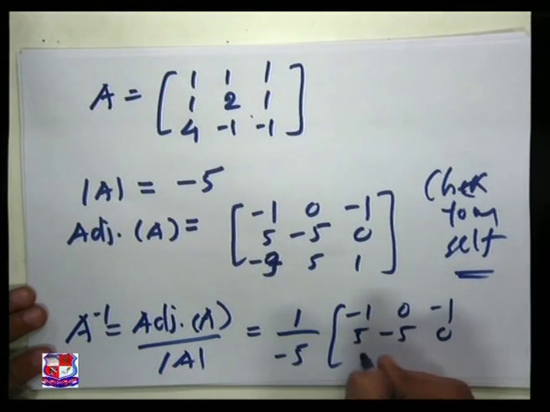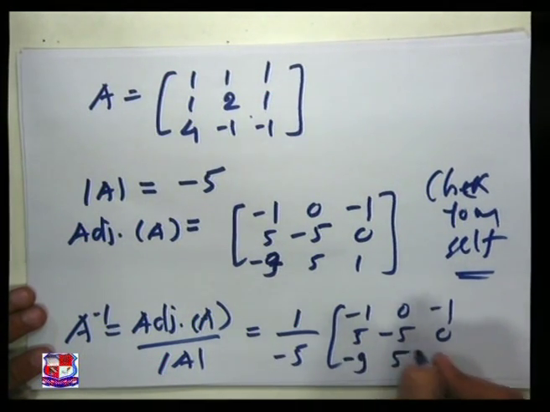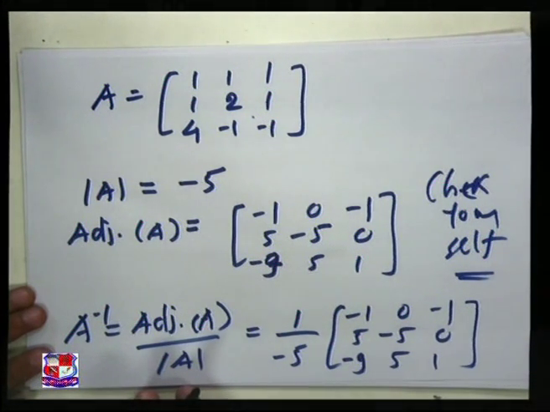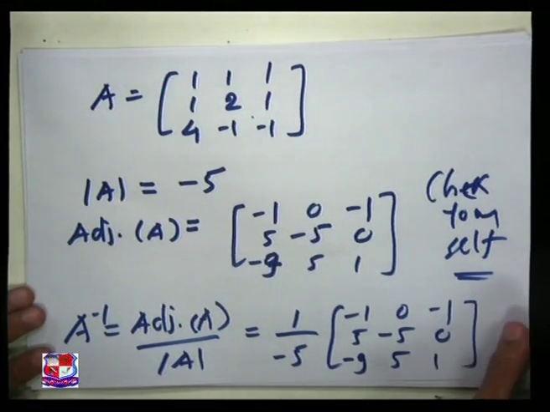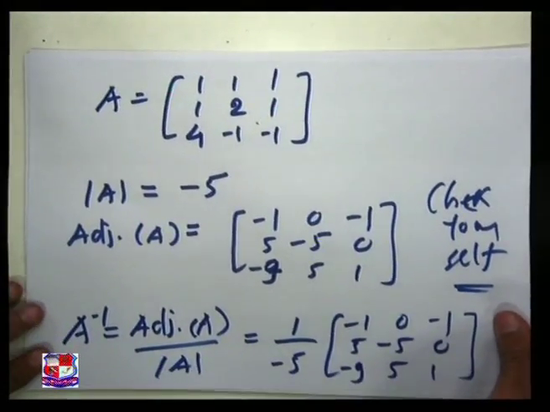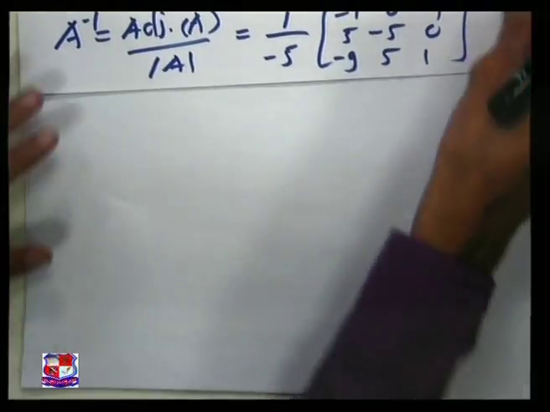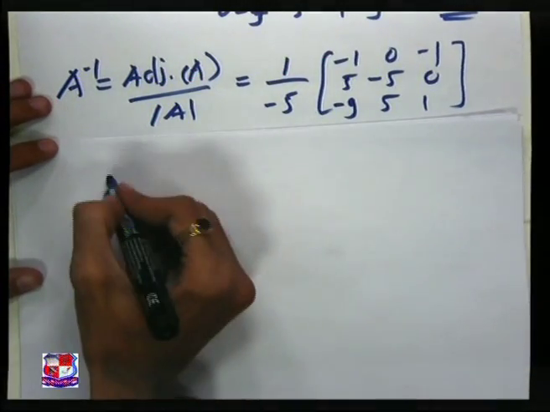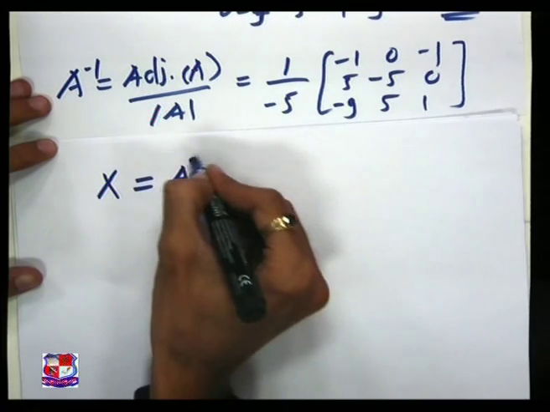Minus 5, 0, minus 9, 5, 1. Okay, this is the A inverse. So now very easily we know that x is equal to A inverse into B. So we will get here x is equal to A inverse into B.